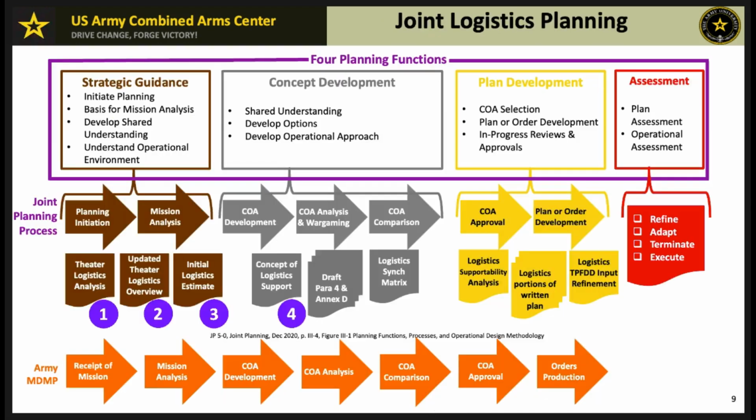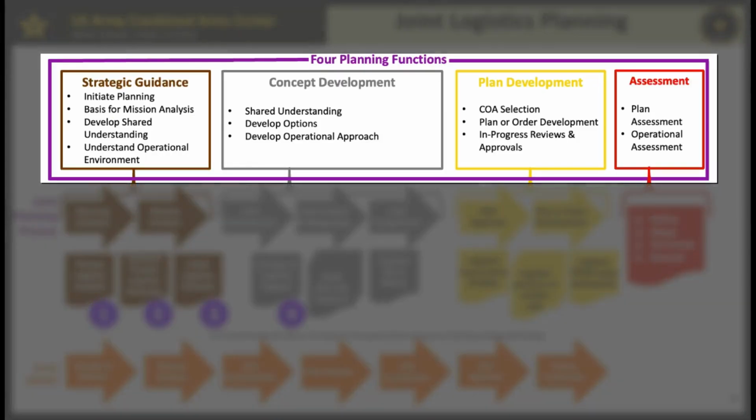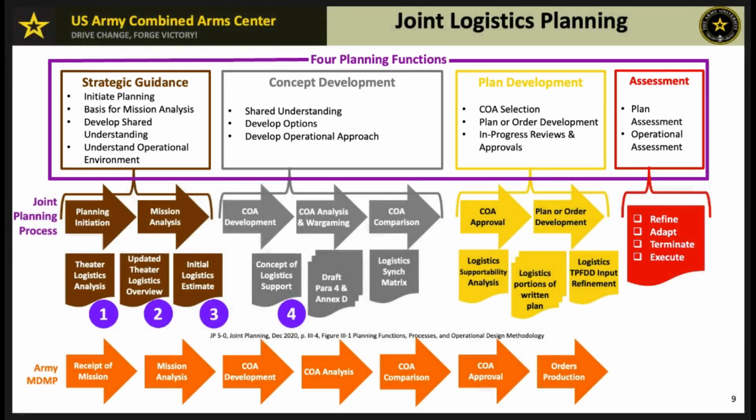This slide outlines the 4 joint planning functions and 7 steps in the JPP, highlighting their alignment with joint logistics planning and Army MDMP. The process integrates facts, assumptions, and staff considerations, producing key logistics products like the ones we talked about earlier. All of these products work together to support theater campaign plans.